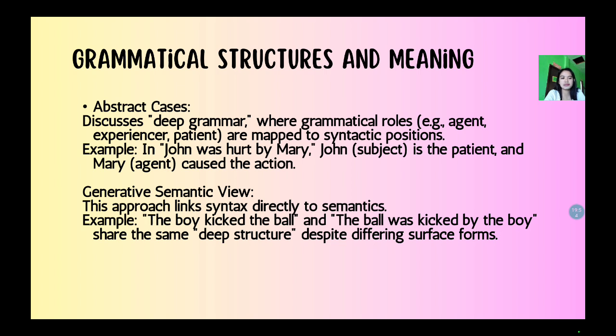Next is the generative semantic view. This approach links syntax directly to semantics. Example, the boy kicked the ball and the ball was kicked by the boy share the same deep structure despite differing surface form.